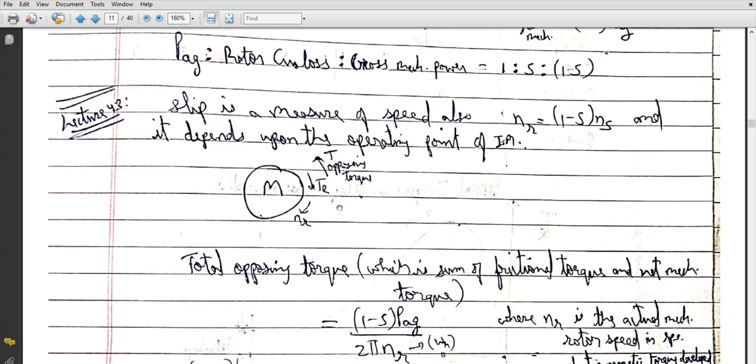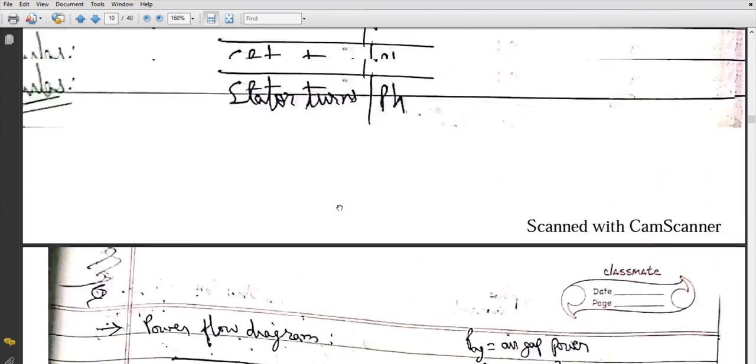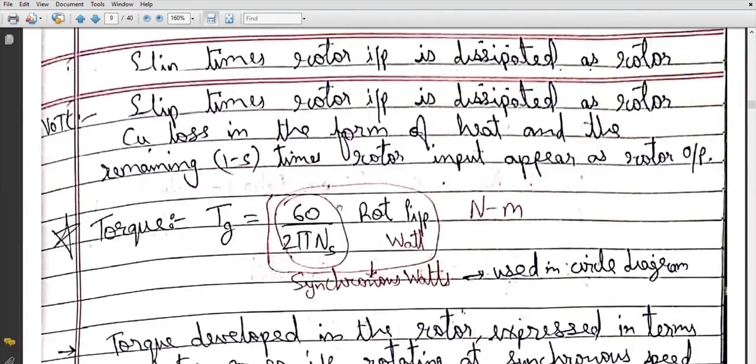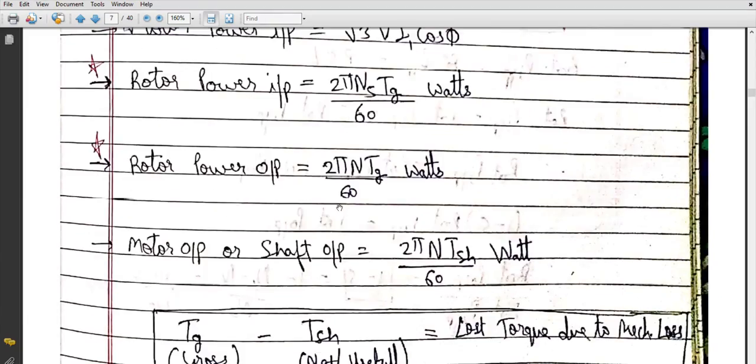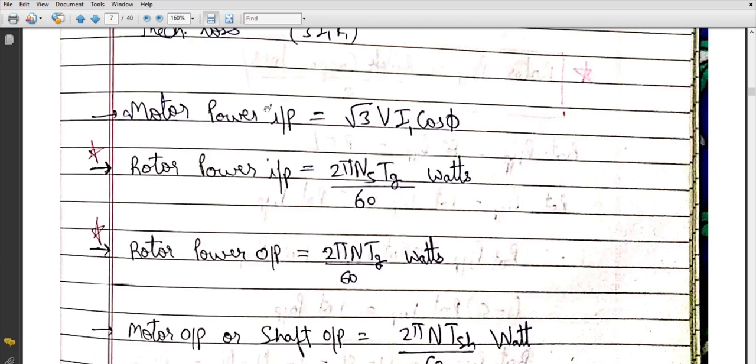Now I'll show you the expression we have previously derived. Here you can see that this rotor power input is given by this expression. As I've told you, this rotor power input is nothing but your PAG, that is your air gap power. So you can see the electromagnetic torque corresponding to this rotor input.